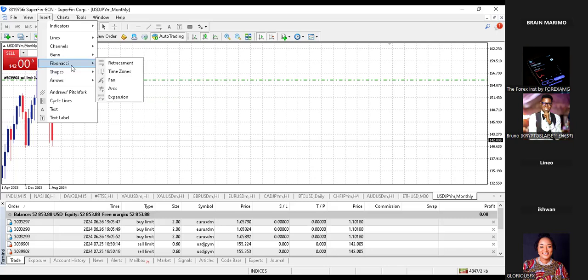When I check the MT5, it's right on that insert. Insert, you see objects. Then you go to objects, you see Fibonacci there. Maybe you could try that on your own. Okay. Thanks for the help. So there's Fibonacci for you.